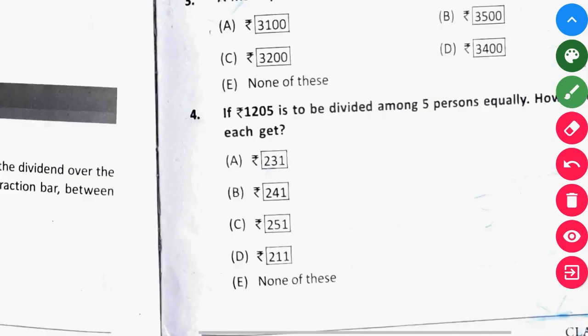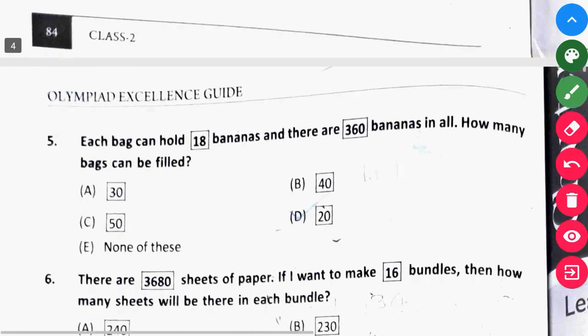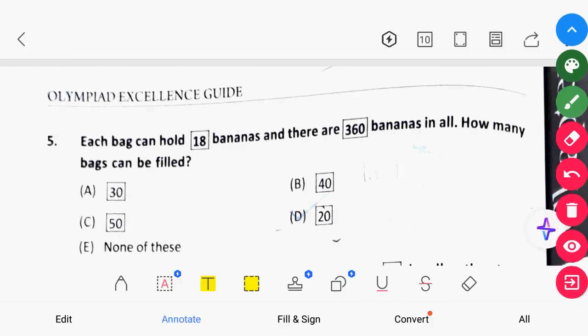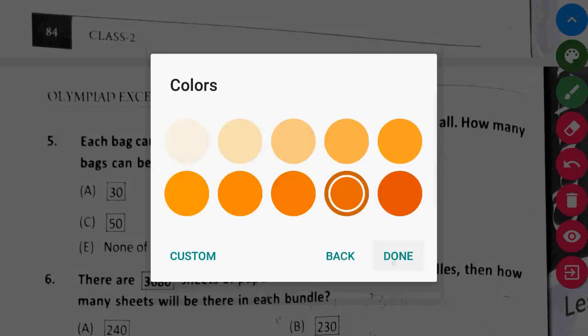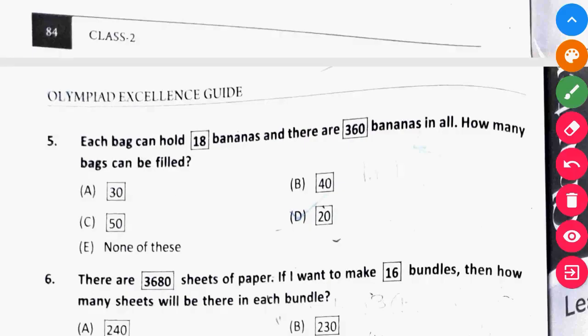Now the next example. These are simple examples, only the reverse of multiplication. Each bag can hold 18 bananas and 360 bananas are there in a hall. Now how many bags can be filled? Again what you have to do, 360 should be divided by 18. So almost 20 bags you need.